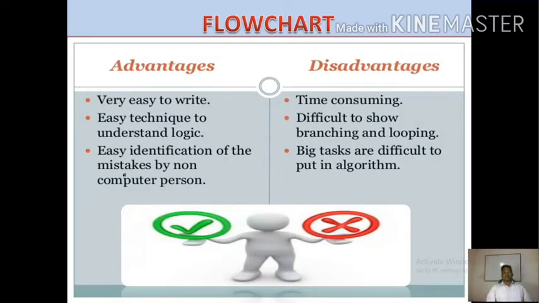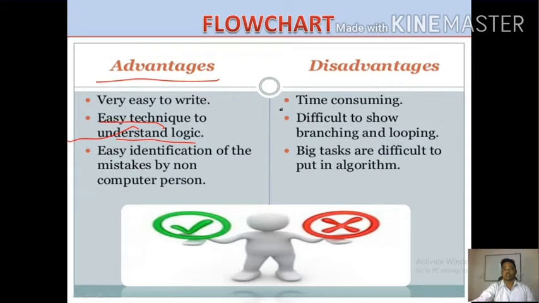The next part is the advantages and disadvantages of flowcharts. So what are the advantages of the flowchart? Quick communication, visual clarity, effective analysis, effective solution, proper debugging, documentation, effective coordination. These are the advantages. Also, it is very easy to write, an easy technique to understand logic, and easy identification of mistakes by non-computer persons.